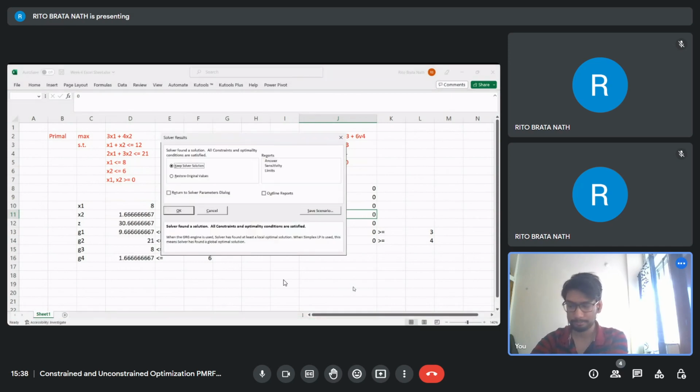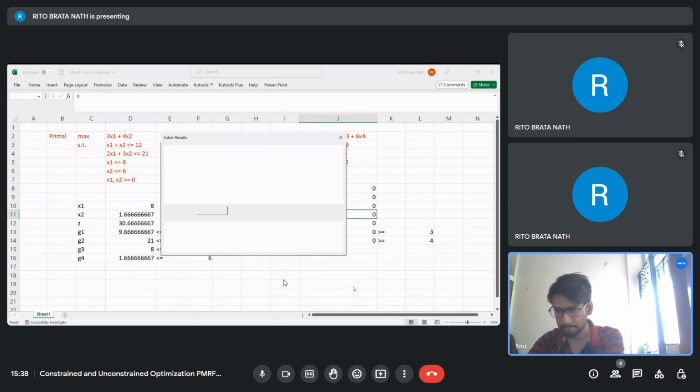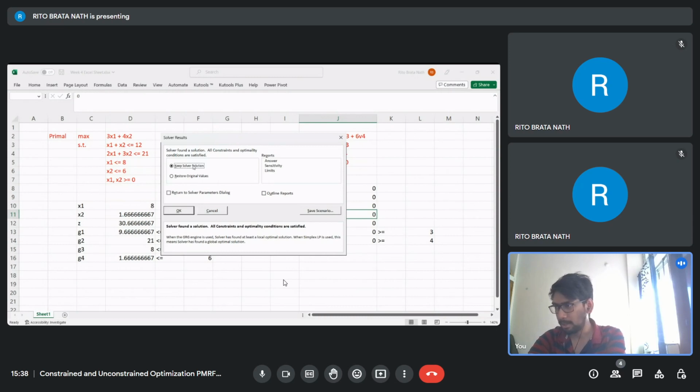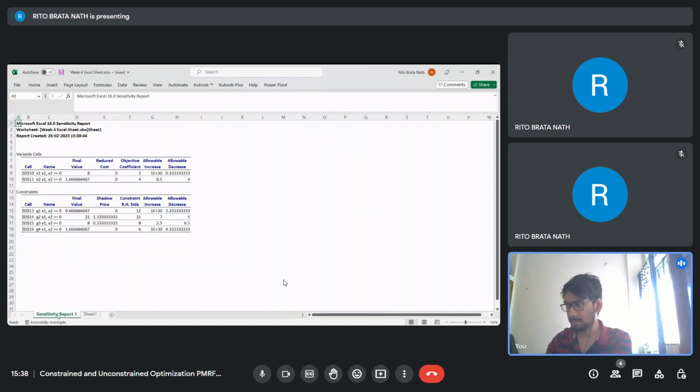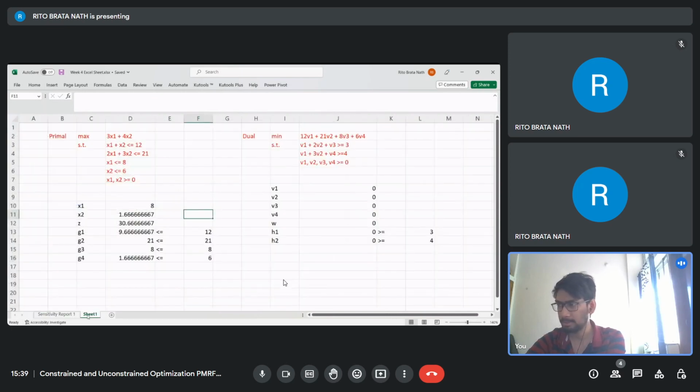Sorry about that. Okay, so I can have a sensitivity report as well and keep solver solution, and I can click OK. So this will add a sensitivity report as well. So reduced cost you can get from here. It tells you the ZJ minus CJ values. And all the reduced costs are 0. So you have 2 variables here. So that's fine. And you can also get some shadow prices from here and some sensitivity analysis. But I'm not going into the details.